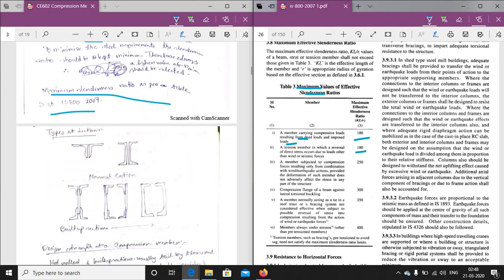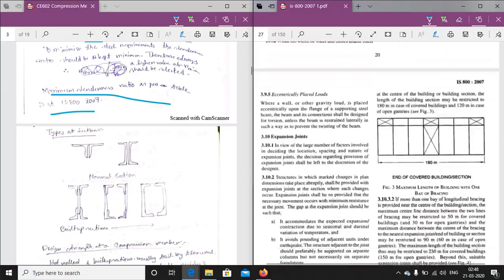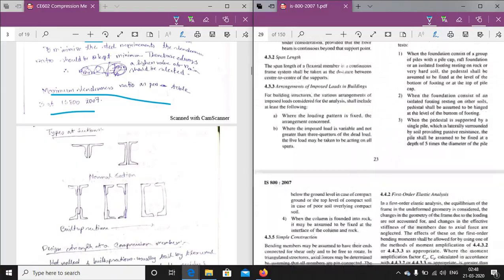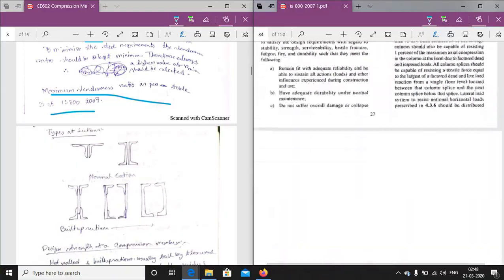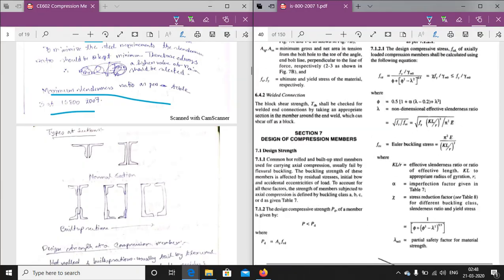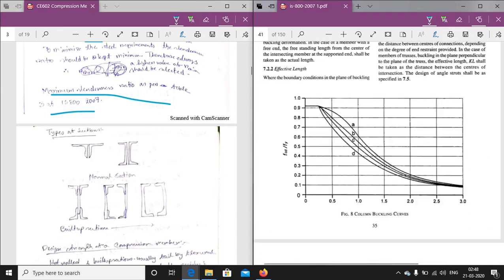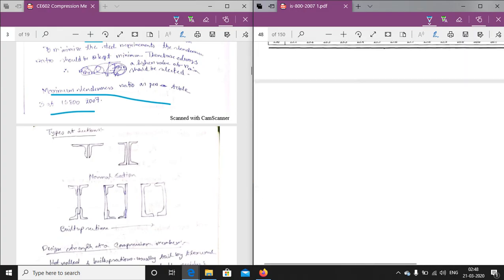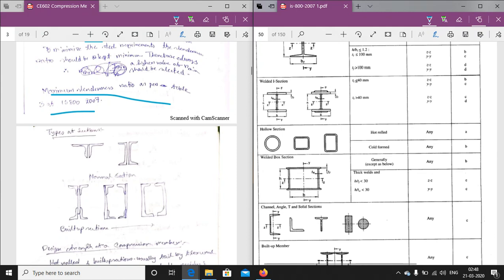Now, the type of section generally selected for a column member. Here some of the sections are given in general, but sometimes, depending on the requirement, they are chosen. This is a double angle section, this is a double channel section, it may be an I section also, which can act as a rolled I section, which can act as a column.